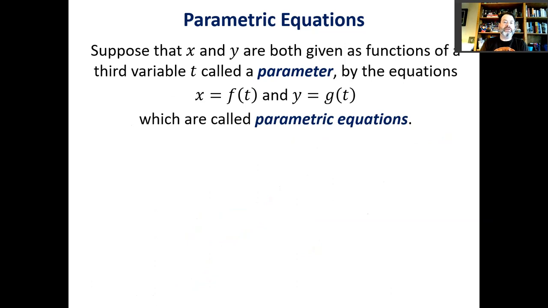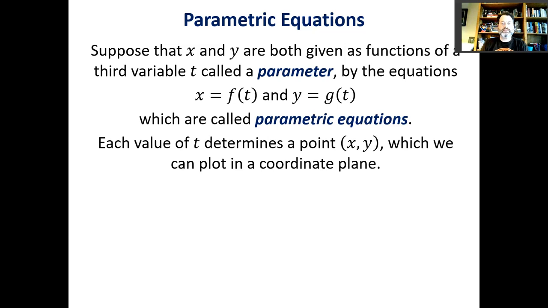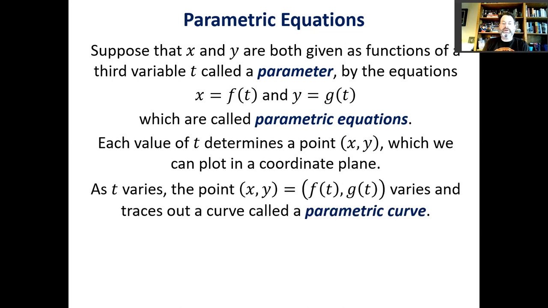So whenever we have a third variable and x and y are both functions of that variable, the variable is called a parameter. We use t most of the time, but you can use any letter. And these two equations taken together are called parametric equations. So each one separately is really just a coordinate equation, but together they're called parametric equations. And every time you plug in a value of t, it gives you a point in the plane. And as t moves around, the point moves around, and the curve it traces out is called a parametric curve.